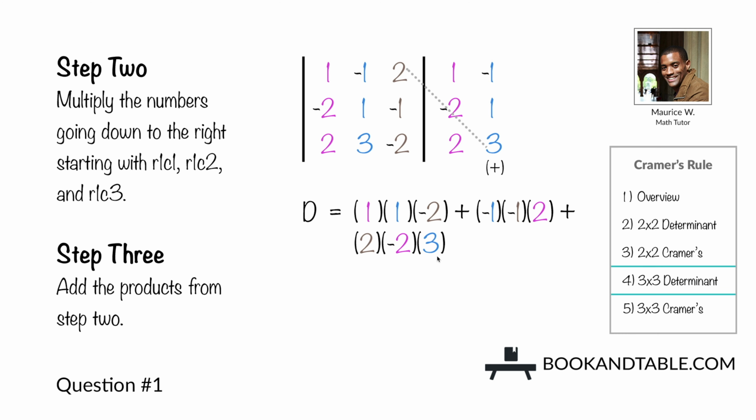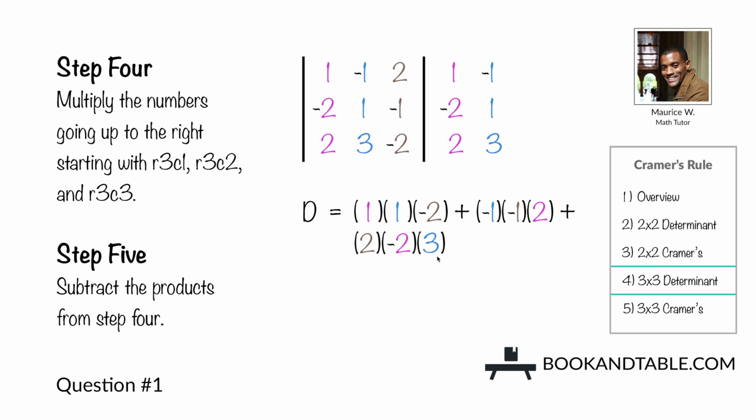So those are steps 2 and 3. Step 4, multiply the numbers going up to the right, starting with R3C1. So that would be the third row, first column, which is positive 2. And then we're going to subtract the products from this step. So if we're multiplying going up to the right, we have 2 times 1 times 2. And we're going to place a minus sign in front of it since we are subtracting these products.